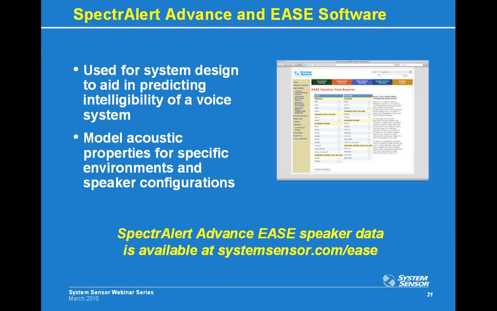Our speaker data can be downloaded at systemsensor.com/ease. You'll use checkboxes to select the speakers that you're interested in, and then you'll just click Submit for download, and all of your needed data will be provided in a zip file. To obtain an intelligibility prediction using this software, you'll import the speaker information into the software along with other variables such as room materials, ceiling heights, and speaker positioning. And then this will give you a predicted intelligibility score or let you know how many speakers you need to install where and at what tap settings.